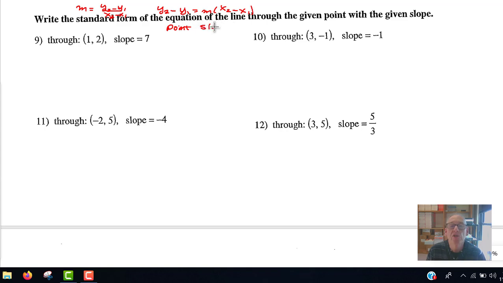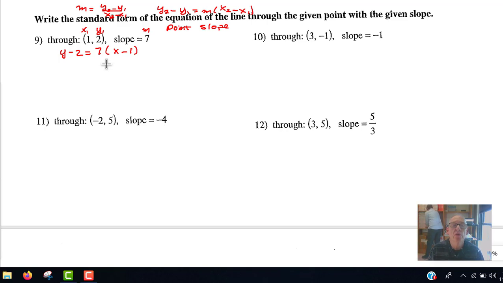This is really the easiest way to come up with an equation of the line. So let me show you how that works. The point is (1, 2). So in this formula, my x1 point is the 1, my y1 point is the 2, and my m is the 7. So I'm just going to plug those numbers in. I'm going to have y minus y1, which is 2, is equal to m, which is 7, times x minus x1, which is 1.